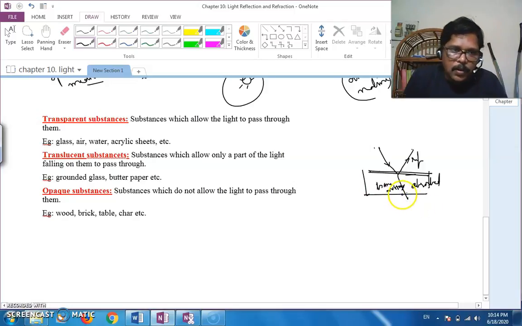Transparent bodies reflect very little and absorb very little energy, but they transmit the maximum amount of light energy through them. Translucent objects also do not reflect much, so they absorb as well as allow a part of the light. Opaque objects mostly reflect as well as absorb the light, but they do not allow the light to transmit. So that is the difference between these three bodies.